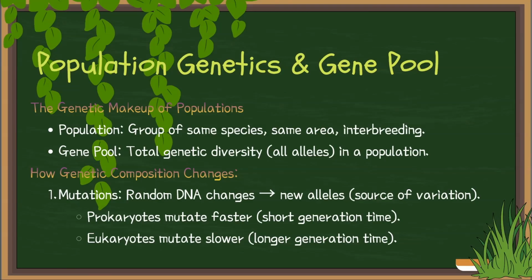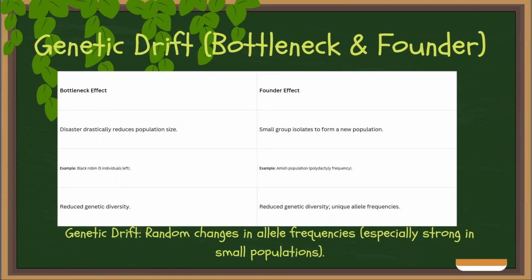Population genetics and gene control. The genetic makeup of populations. A population is a group of the same species in the same area interbreeding. The gene pool is the total genetic diversity of all alleles in a population. Here's how genetic composition changes. 1. Mutations, which are random DNA changes that lead to new alleles, a source of variation. Prokaryotes mutate faster because they have a short generation time, and eukaryotes mutate slower because they have a longer generation time.